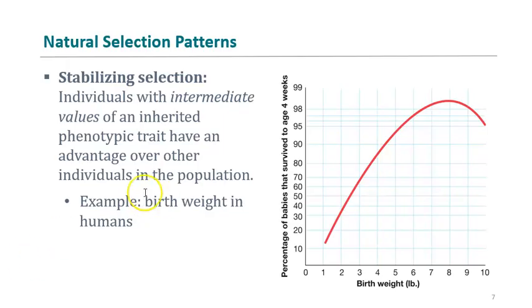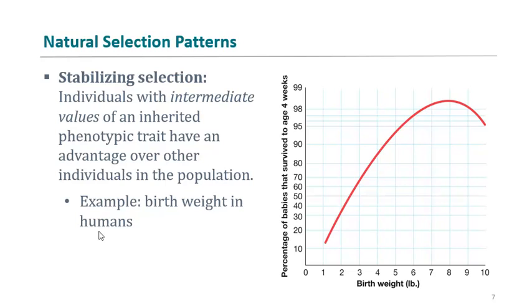We have another pattern of natural selection, and that's called stabilizing selection. This is a type of natural selection that favors intermediate phenotypes and acts against extreme variations of a trait. This occurs when individuals with average characteristics are more likely to survive and reproduce than those at either extreme. As a result, the population becomes more uniform over time.